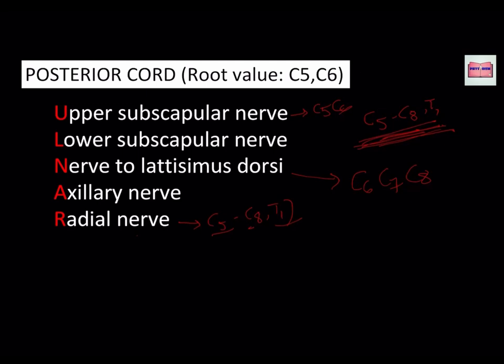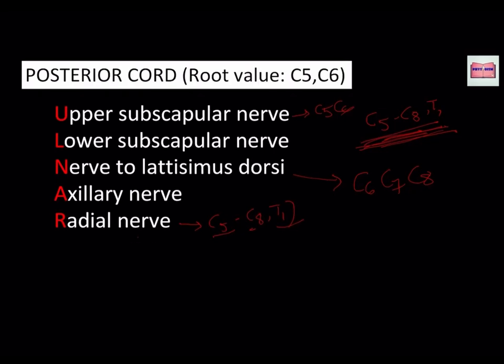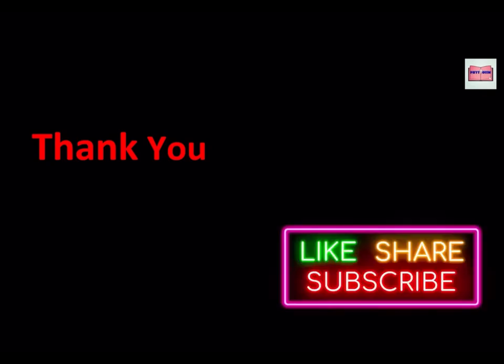Okay, clear. So as I told, the mnemonic for the posterior cord is ULNAR. You can see upper subscapular nerve, lower subscapular nerve, nerve to latissimus dorsi, axillary nerve and radial nerve. So this is the posterior cord. I hope you all understood this well, and thank you.